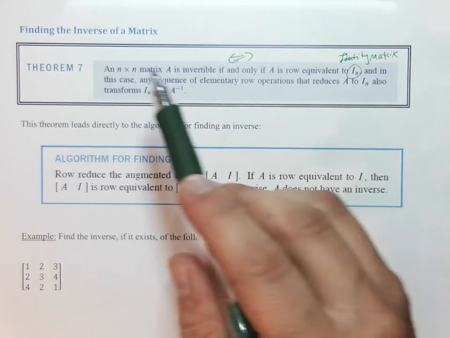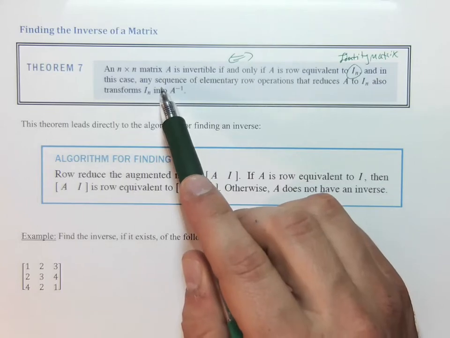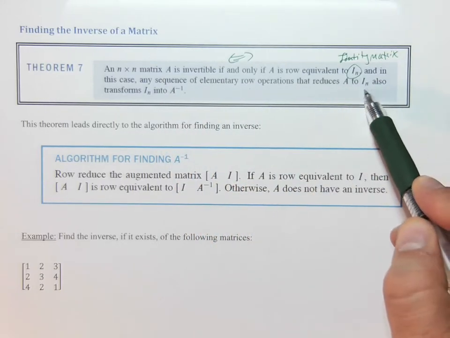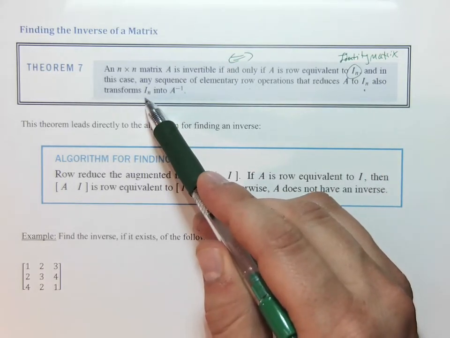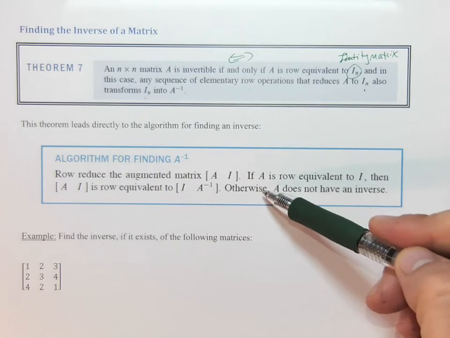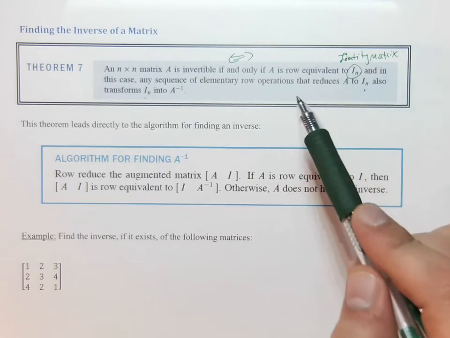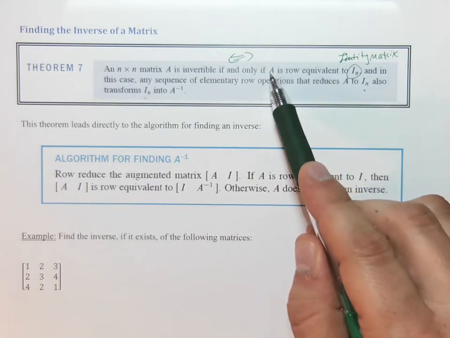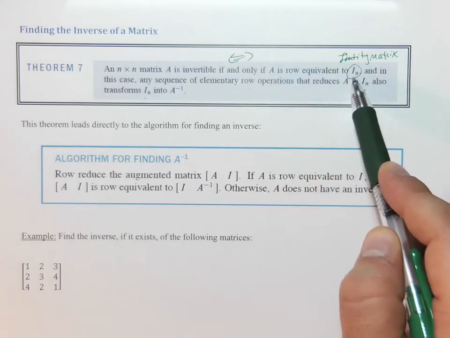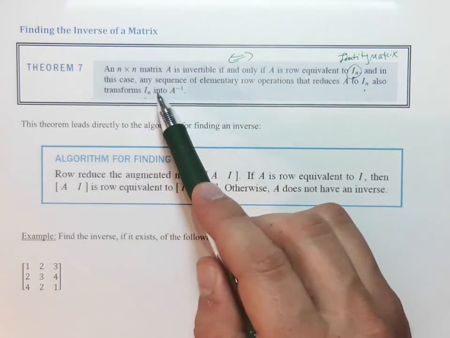And moreover, in that case, the row operations that change A into the identity matrix change the identity matrix into the inverse. It's a very interesting thing. So, in other words, this leads directly to an algorithm for finding it. Let me just say that one more time: the same row operations that row reduce A into the identity matrix, if you apply those same operations to the identity matrix, change the identity matrix into the inverse.